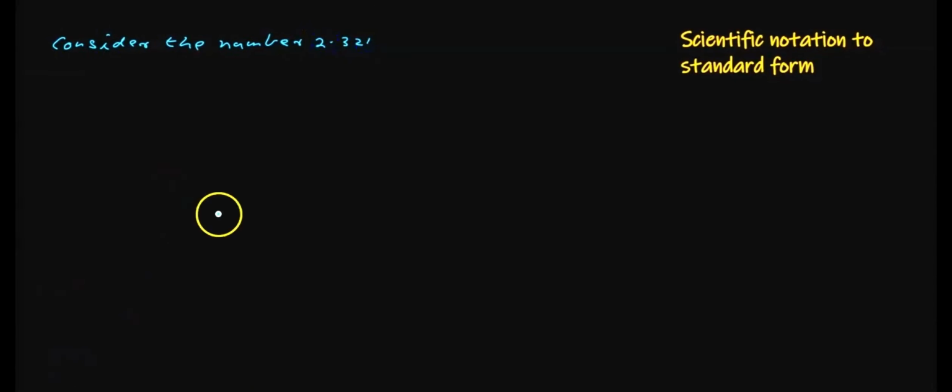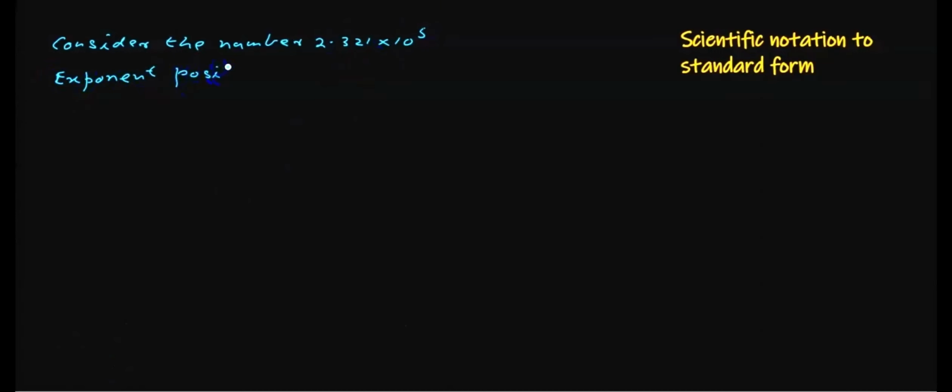Hi, in this lesson we learn how to convert a number from scientific notation to standard form. Let's consider the following number. In this, the exponent is positive and it is equal to 5. We move the decimal point 5 places to the right.